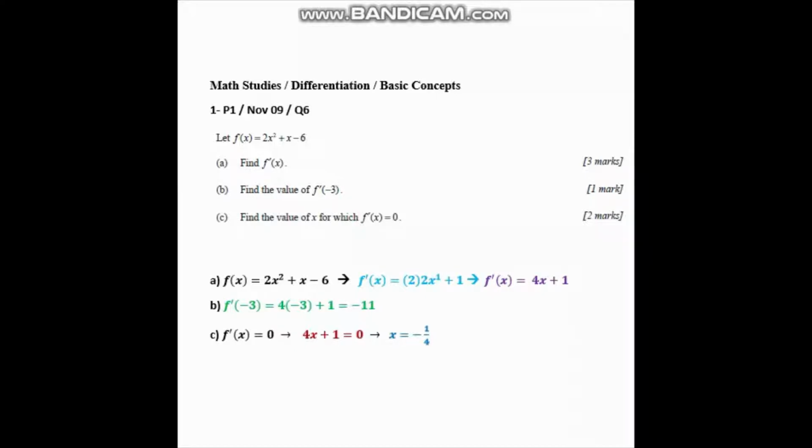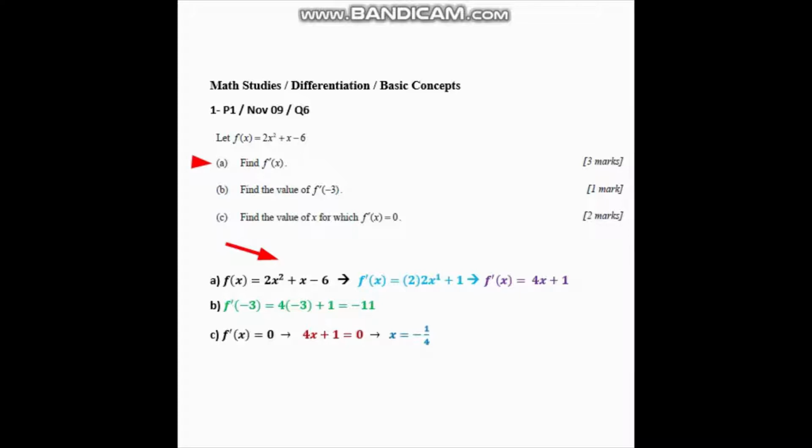So this is a very simple differentiation problem. You are given the following function, 2x squared plus x minus 6, and in question A you are required to find f dash, and you should know that f dash is the derivative function of f of x. So basically you are being asked to differentiate this function, and the very simple, very basic rule of differentiation is that we reduce the power of the variable by 1.